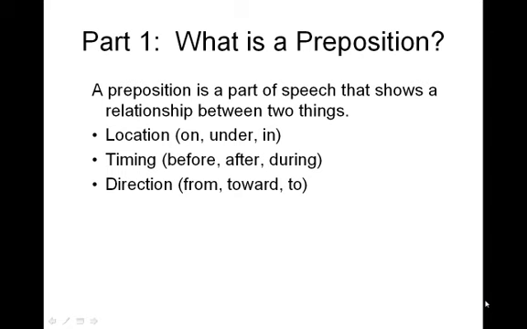Part 1. What is a preposition? A preposition is a part of speech that shows a relationship between two things. The first is location: on, under, in. The second is timing: before, after, during. And the last is direction: from, toward, to.